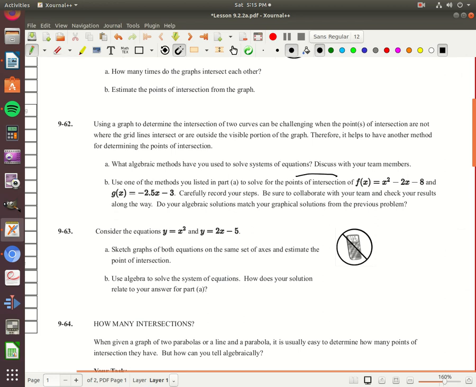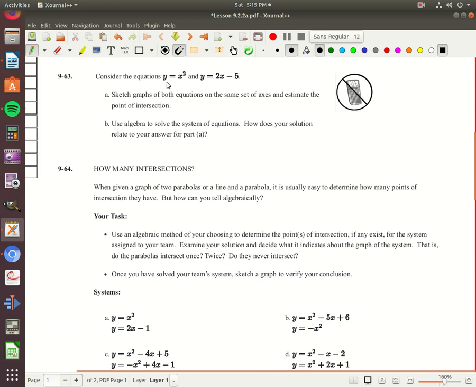We have answered 61 and 62, so we'll go to 63. It says, consider these equations. Sketch the graph of both equations. I'm just going to do this real quickly. X squared, we've seen this a million times. It just looks something like that, right? 0, 0, 1, 1, negative 1, 1, 2, 4, negative 2, 4, 3, 9, negative 3, 9. Hopefully that makes sense. This one, my y-intercept is negative 5. I'm going to go up 2 over 1, up 2 over 1, up 2 over 1. And we're asked to estimate our points of intersection. Well, I don't think there are any. It looks like they miss.